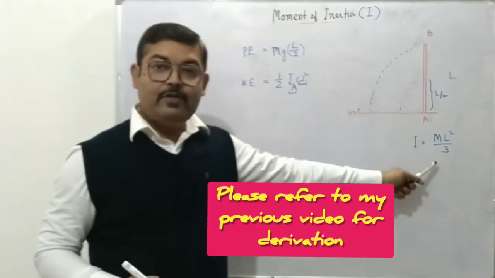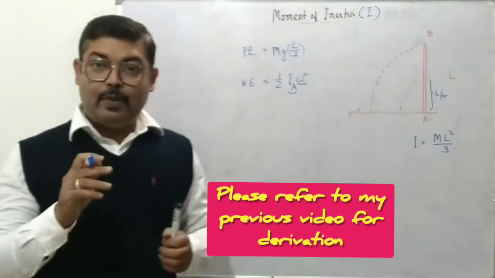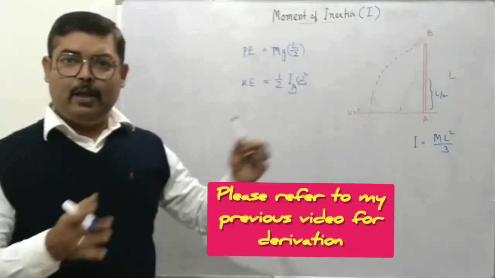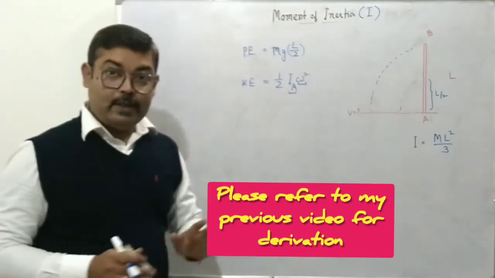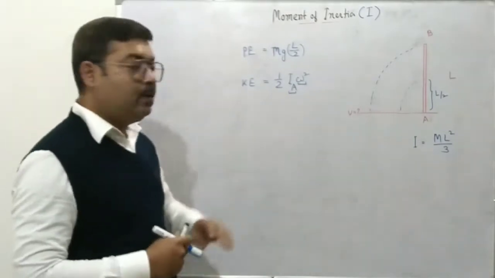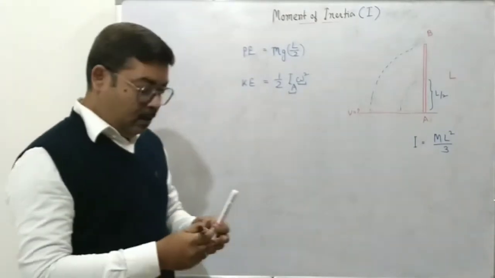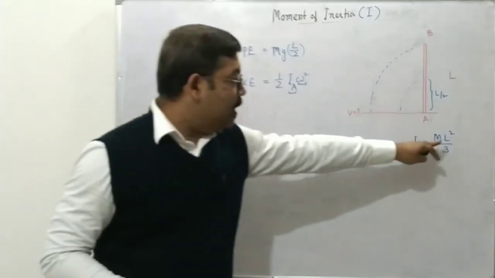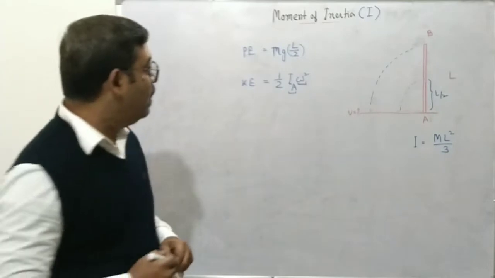If we do not have this value, we will not be able to solve this. So that's why we needed to memorize those things. We can always derive this, but it will be a little longer process. Remember that. However, memorizing that will help you a lot. So I_A is ml square by 3.